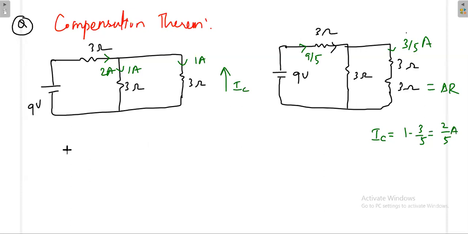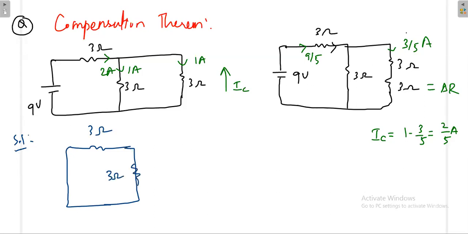Now see, you apply the compensation theorem. What the compensation theorem is telling, remove all other sources. Removing the voltage source means making short circuit. You short circuit the sources. Now this is 3 ohm, this also 3 ohm, this also 3 ohm. Now I should know what is my del V.